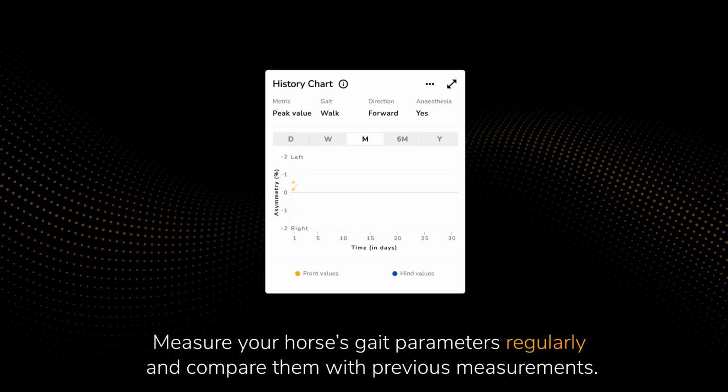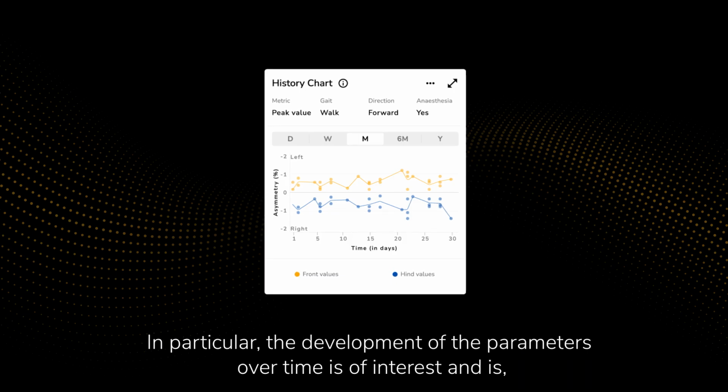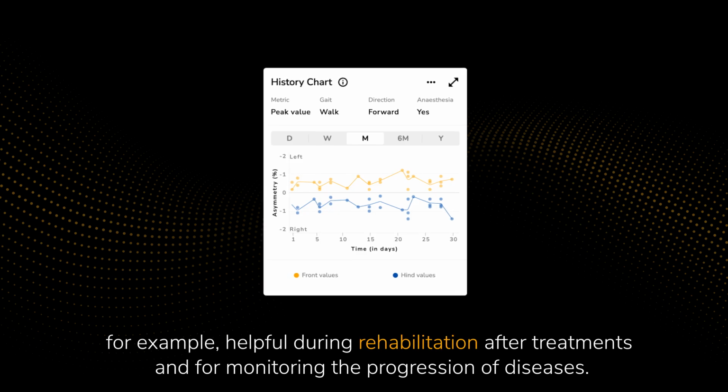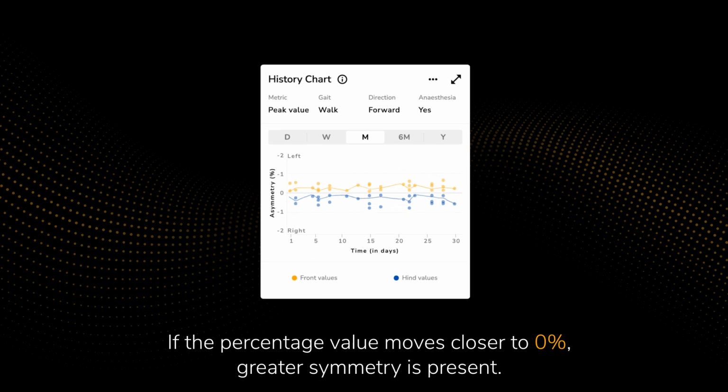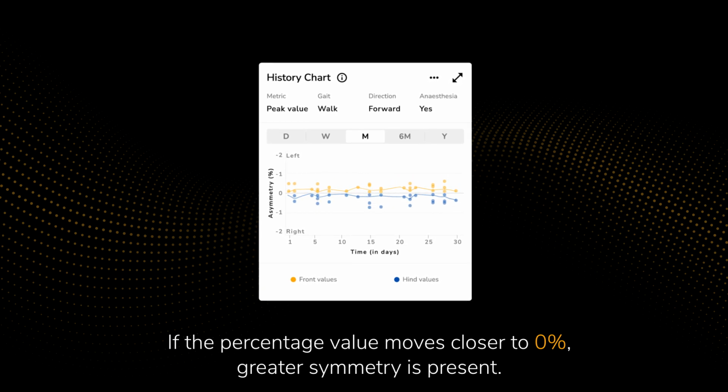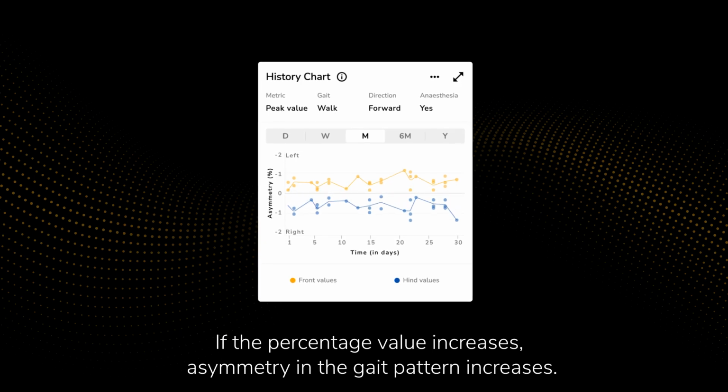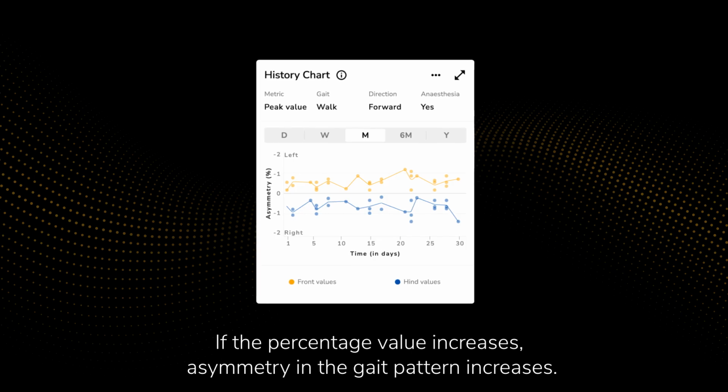Measure your horse's gait parameters regularly and compare them with previous measurements. In particular, the development of the parameters over time is of interest and is, for example, helpful during rehabilitation after treatments and for monitoring the progression of diseases. If the percentage value moves closer to 0%, greater symmetry is present. If the percentage value increases, asymmetry in the gait pattern increases.